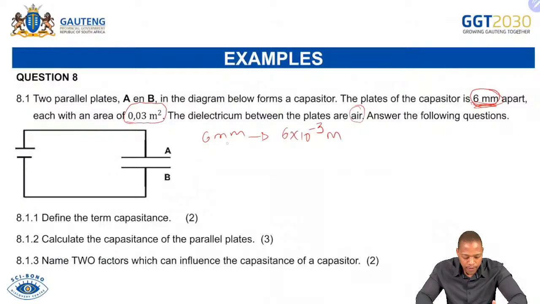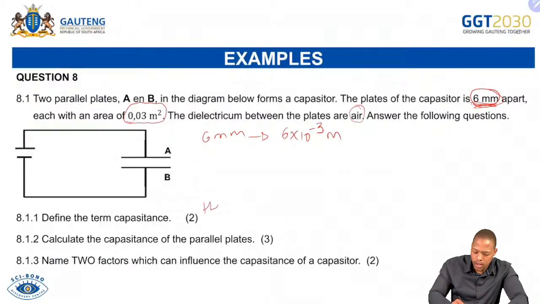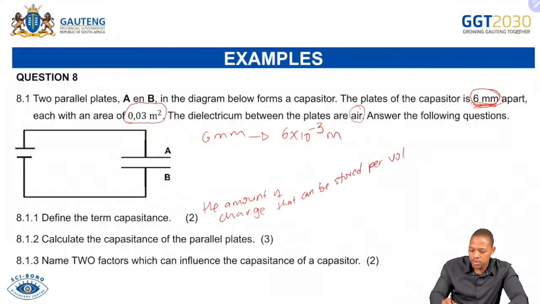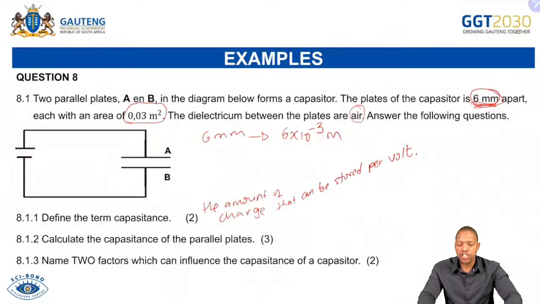8.1.1 Define the term capacitance. Not capacitor, but capacitance. The amount of charge a capacitor can store per unit volt. Okay, the amount of charge that can be stored per volt.